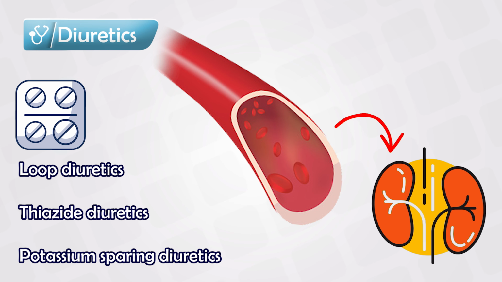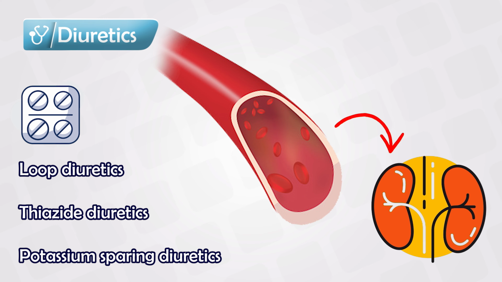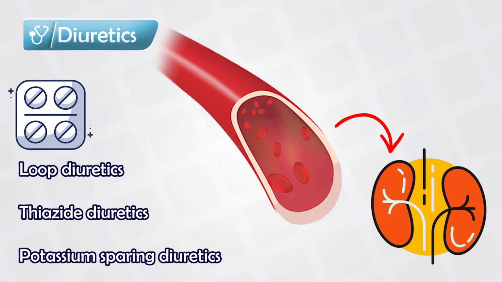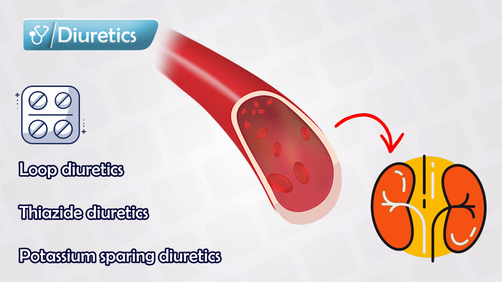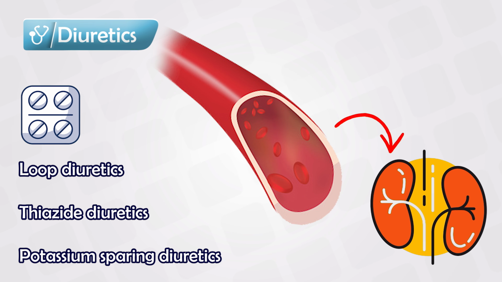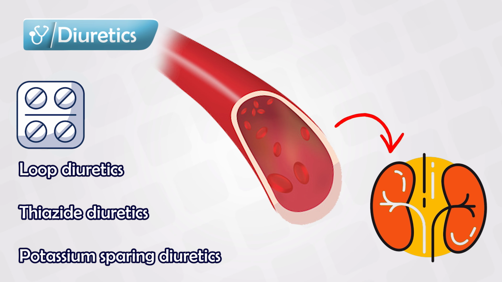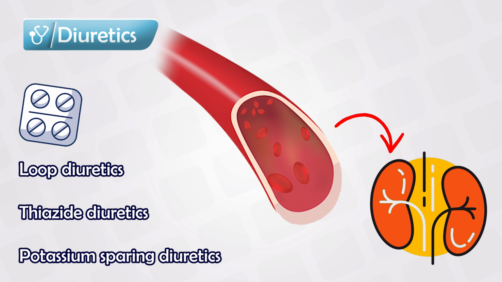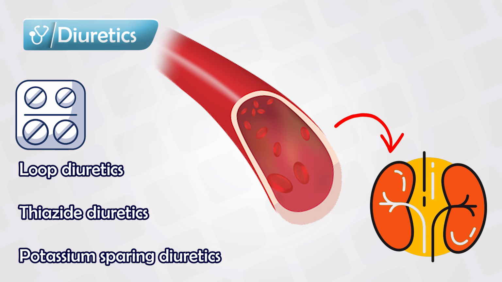And in these classes, we have the loop diuretics, the thiazide diuretics, and the potassium-sparing diuretics. They are categorized in these classes because they have different mechanisms of action, but they all achieve the same effect, which is to decrease the blood volume.